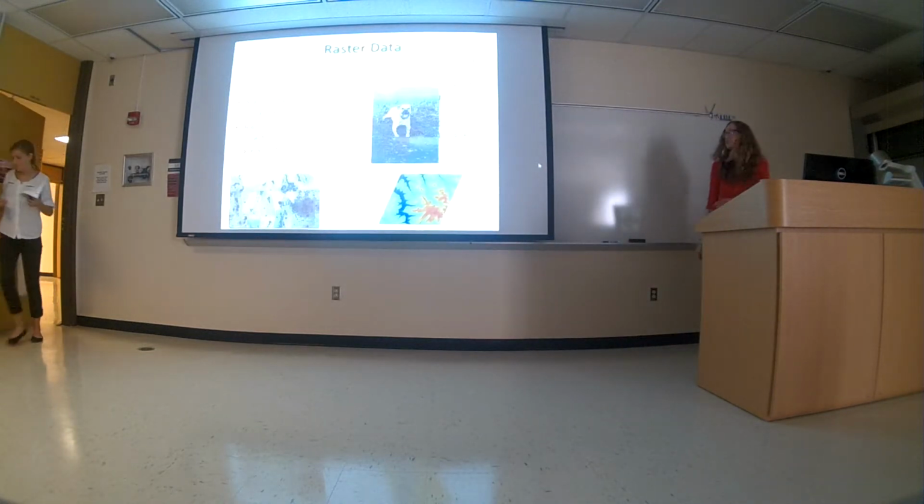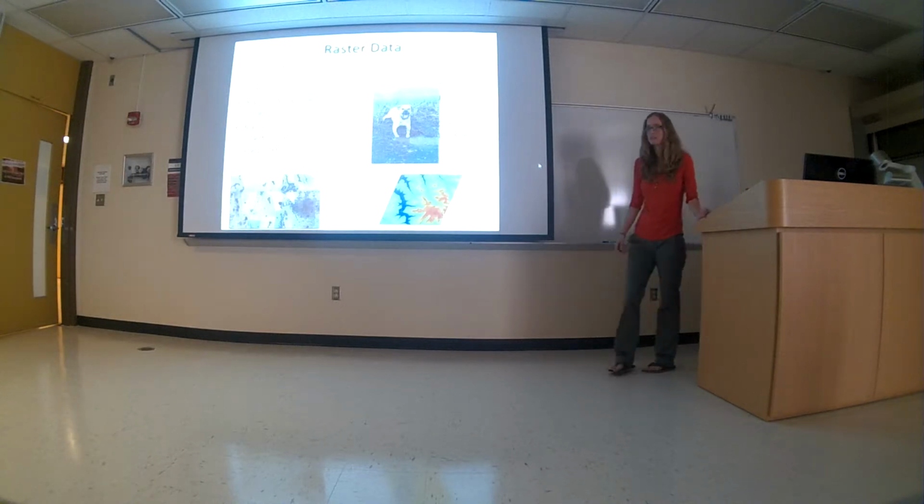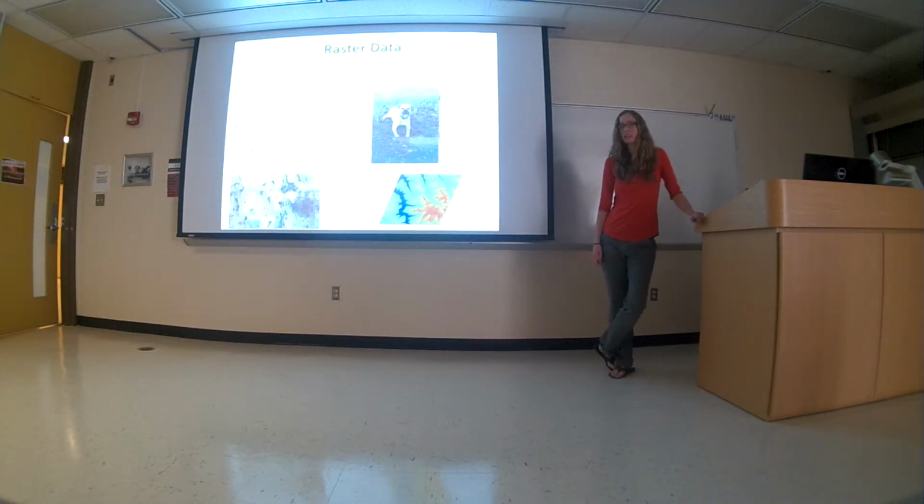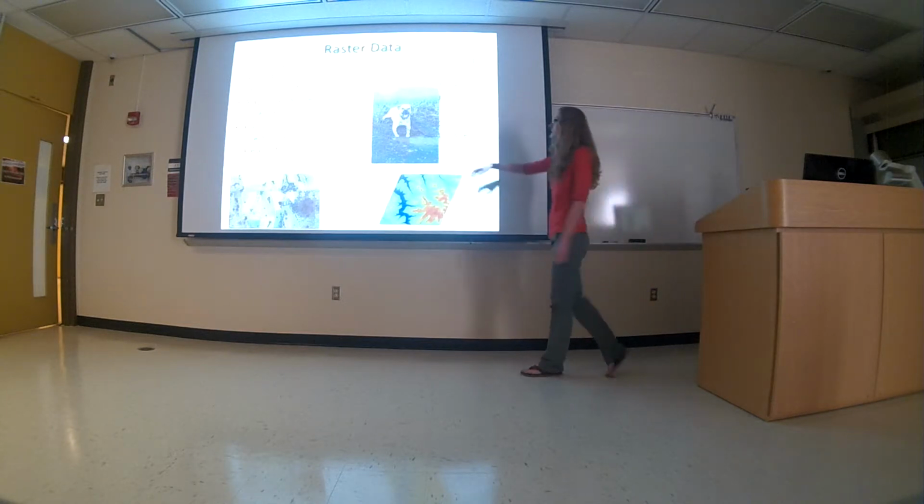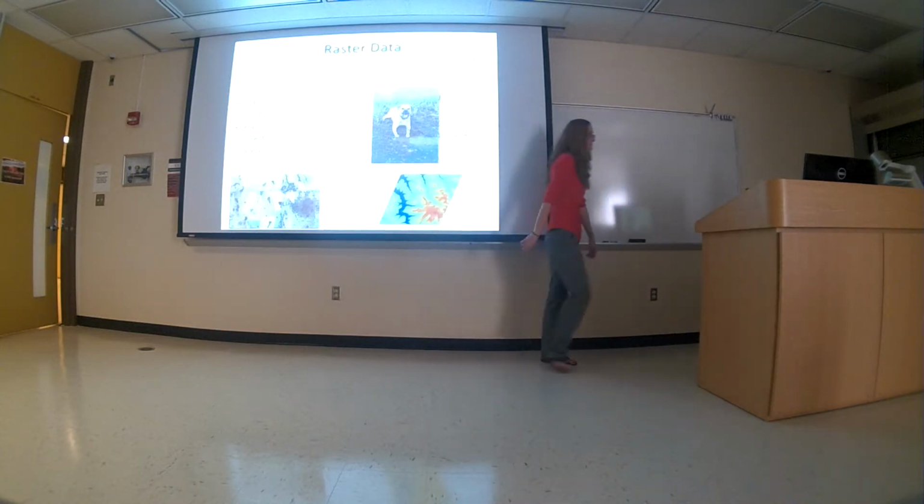It's also important to note that pictures are essentially rasters as well. If you brought in a picture of your dog and zoomed into it, those pixels are essentially the cells I was talking about, and it's going to assign them different colors.